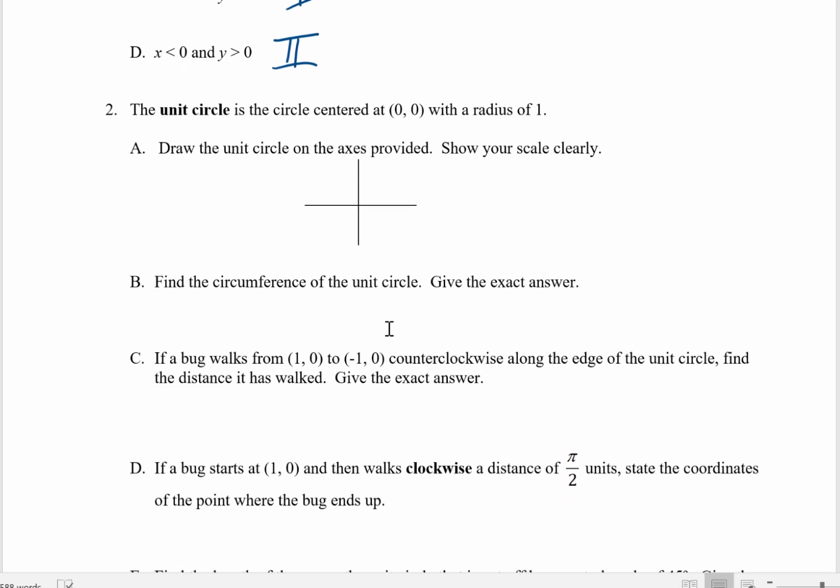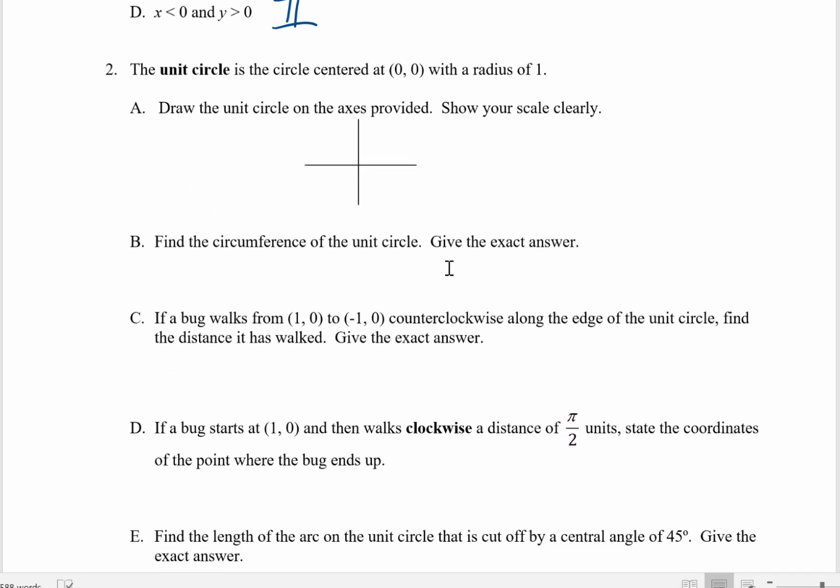The unit circle is the circle that has a center at 0, 0, and a radius of 1. So from 0, 0, it's going to go out 1 unit in every direction. I want to draw a picture of it here. If I mark these 4 points and do the best I can to draw a circle, I'll have the unit circle.